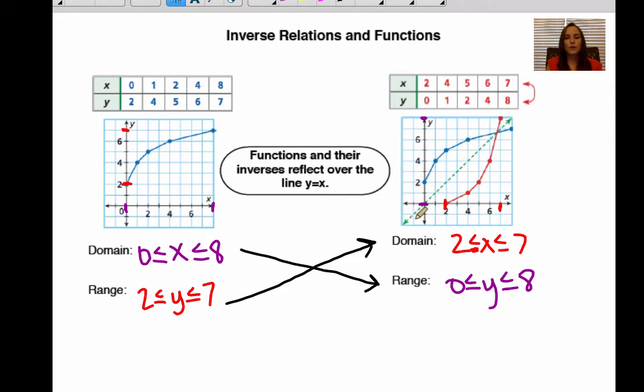So anytime you graph a given function or relation, and then you graph its inverse, it will reflect over this line y equals x. All you have to do is flip the points, and the domain and range will also flip. Okay, so let's move on to the next slide.